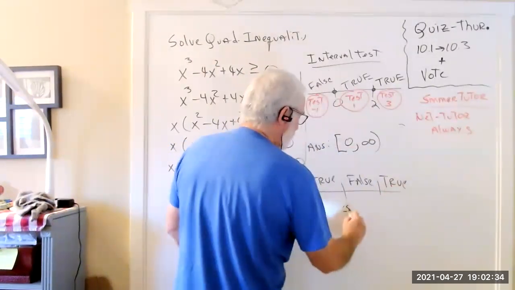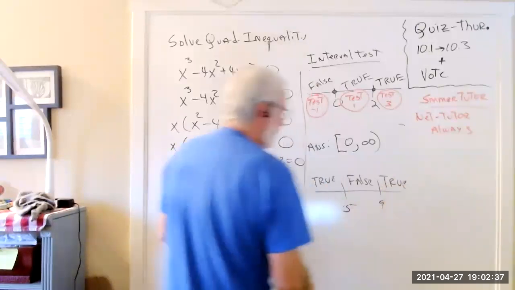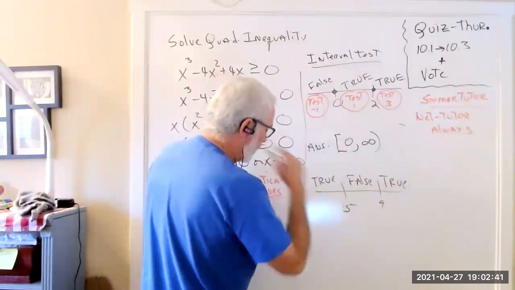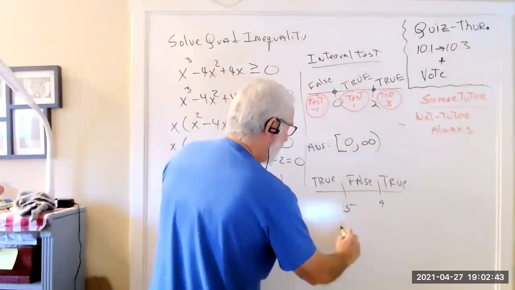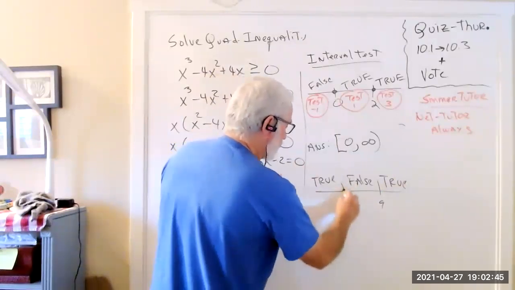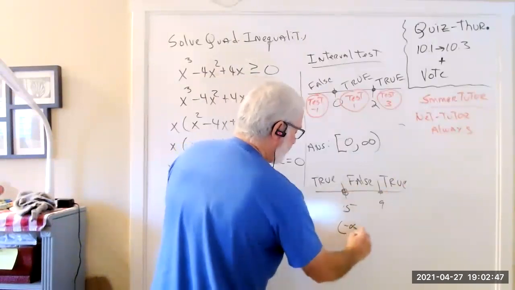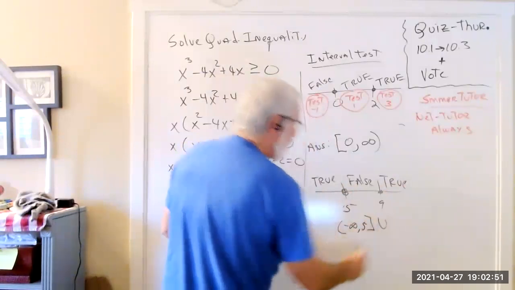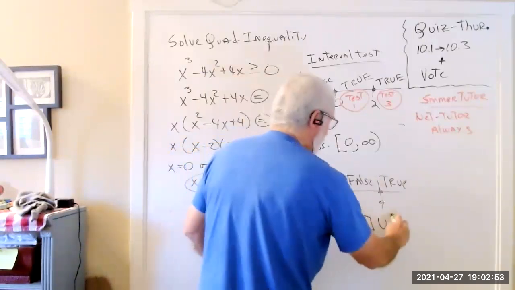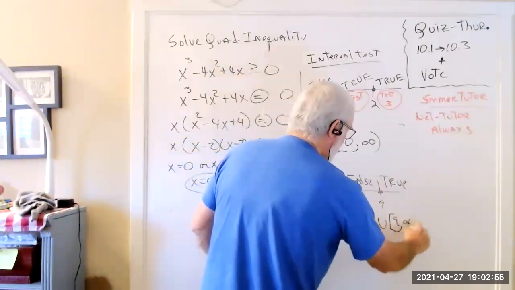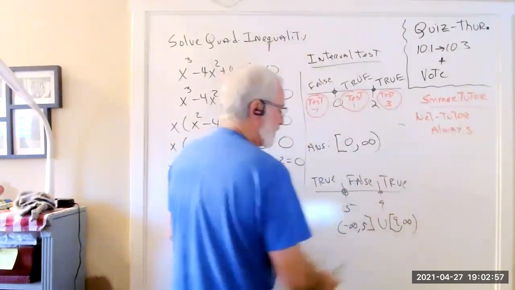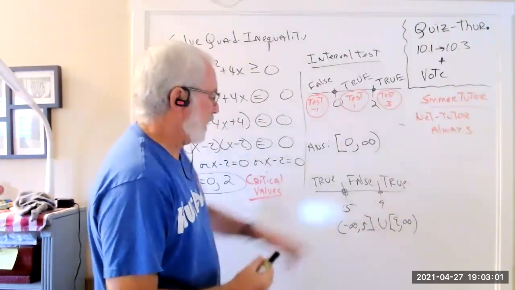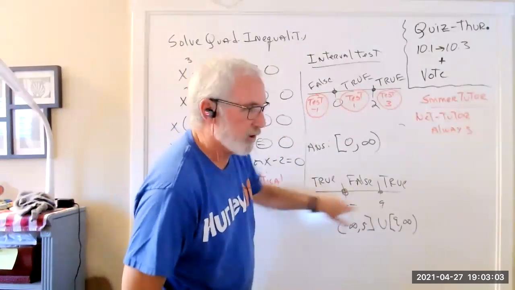So let's say this was 5 and this was 9. Then this one, with the proper work, your answer would have been parentheses, negative infinity, comma 5, bracket, union, because you have to combine it with 9, comma infinity, parenthesis like that. But everybody got a slightly different problem, so I can't tell you what your critical values are.